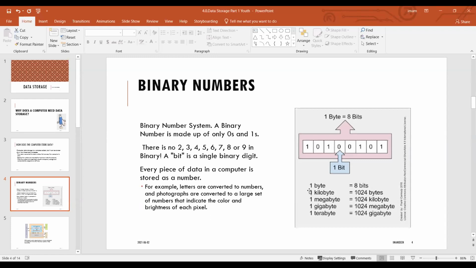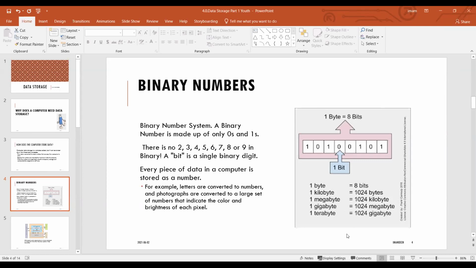So you can see 1 byte equals 8 bits. 1 kilobyte equals 1024 bytes. 1 megabyte is equal to 1024 kilobytes. 1 gigabyte is equal to 1024 megabytes. So terabyte is going like that. Terabyte, petabyte, exabyte, there are more.